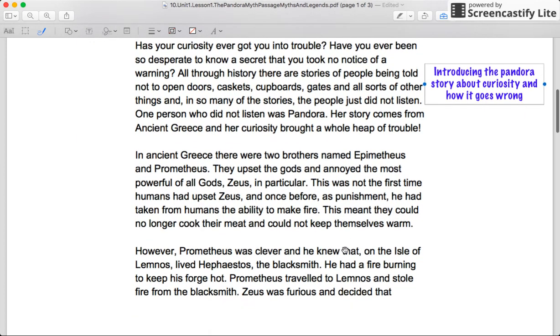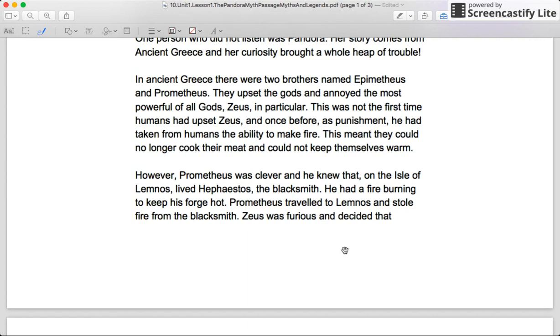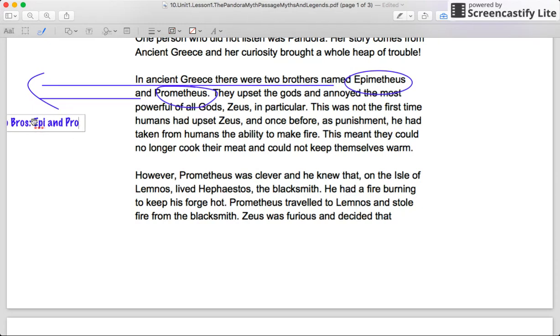Now let's move on to this next paragraph, getting into the meat of the story. "In ancient Greece, there were two brothers named Epimetheus and Prometheus." Okay, I'm going to circle those because we're starting to get some characters. As we know, when we're working in Greek mythology, the characters are confusing. So I'm going to draw circles around their names, and I'm going to put a little text note to myself that says, two bros, Epi and Pro. Not very fancy, but at least we know who these two people are. Okay, so we've got two brothers, Epi and Pro.